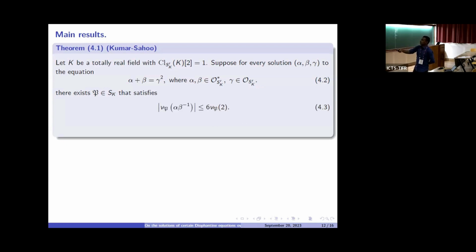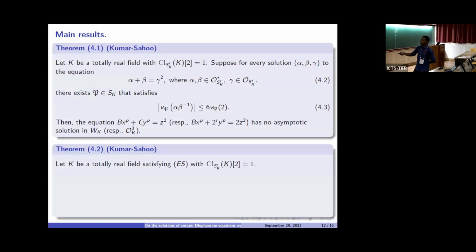There is some prime P belonging to S_K satisfying this condition. If this condition is satisfied, then we say that the equation x^p plus y^p equal to z square, respectively this equation, has no asymptotic solution. So basically we say this equation has no asymptotic solution in W_K and this equation has no asymptotic solution in O_K.